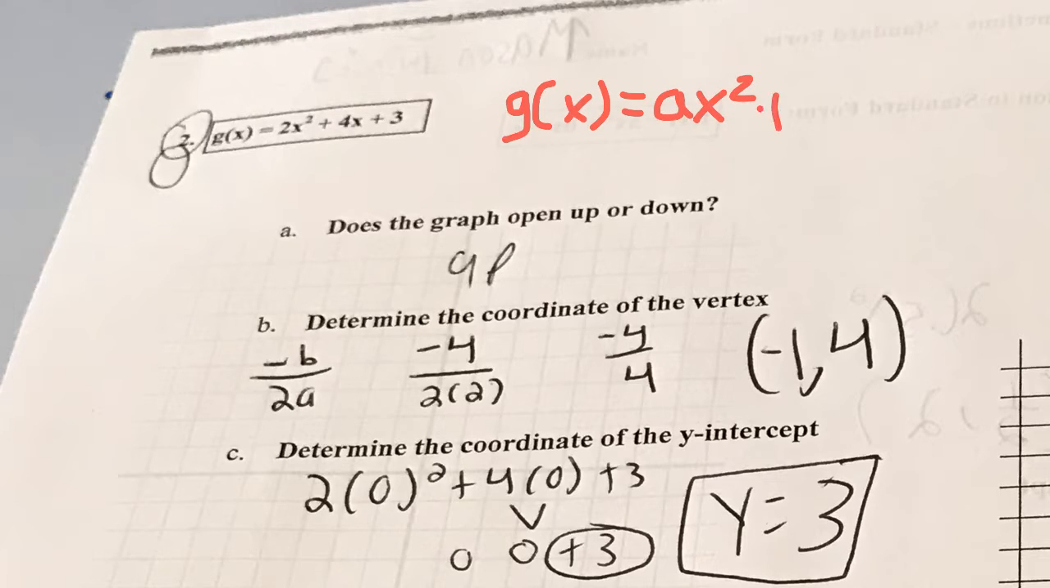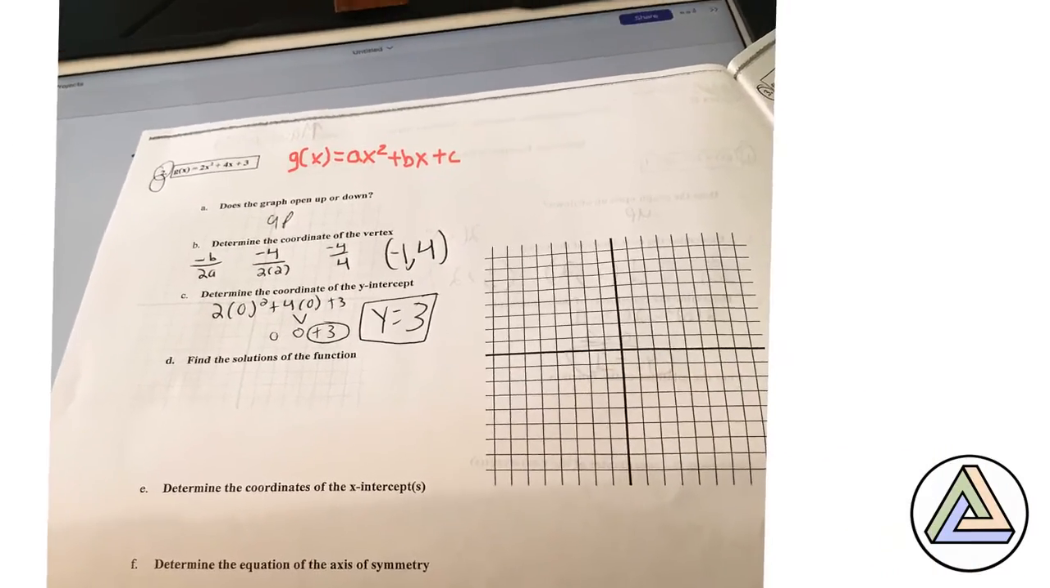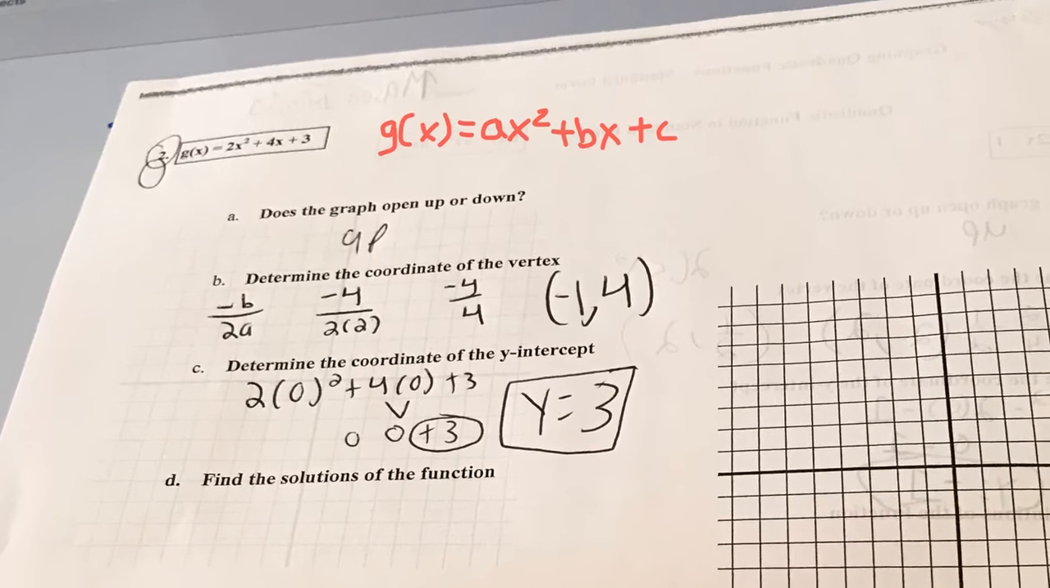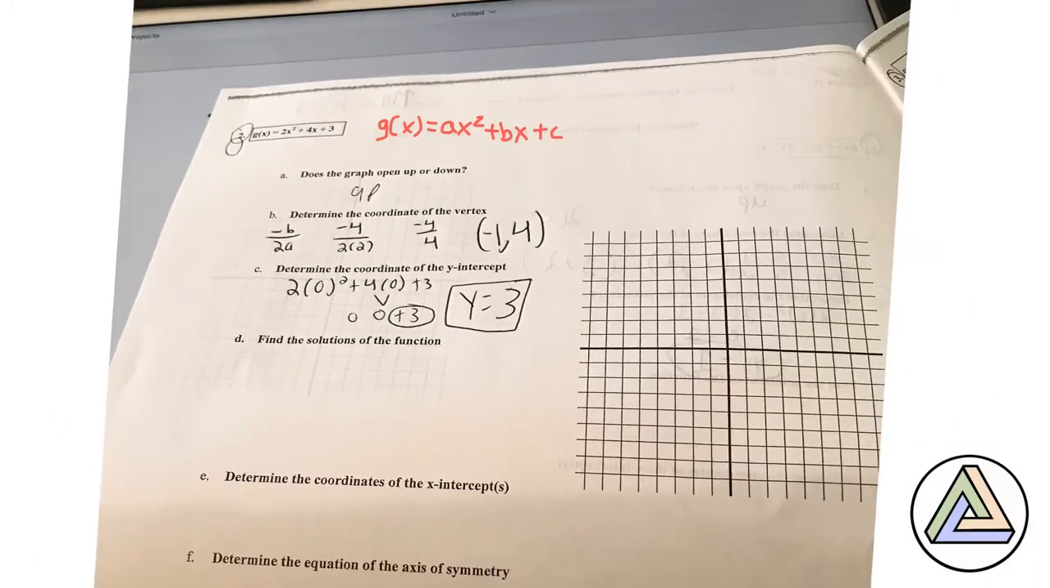which is important to note because the way that you analyze the general form of a quadratic function is different than the way that you would analyze the vertex form of a quadratic function. So anyway, the a in this case would be 2, the b in this case would be 4, and the c in this case would be 3. So that's important to note.